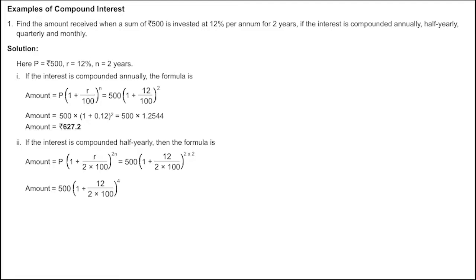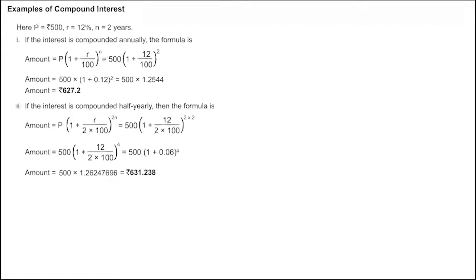Now 1 plus 12 upon 2 into 100 is nothing but 1 plus 0.06. So we have to find out 1.06 whole raised to the power 4. So that gives us 500 into 1.26247696. When we multiply these two, we get the answer as rupees 631.238, correct up to 3 decimal places.